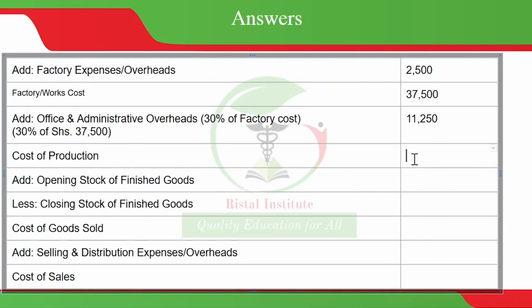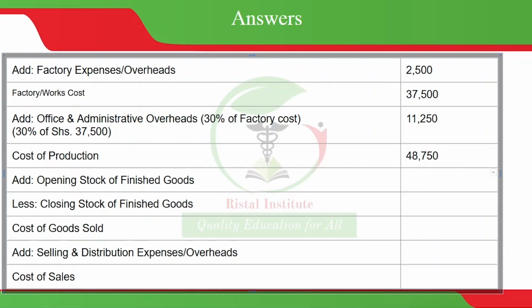you will add the factory cost plus the office and administrative overhead, which is 11,250 plus 37,500. We shall get 48,750. Then we add the opening stock.